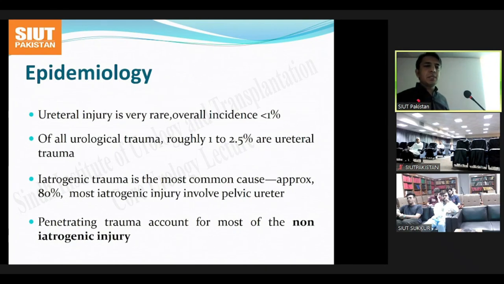Regarding the epidemiology, ureteral injury is very rare. Overall incidence is less than 1%. But of all urological trauma, roughly 1 to 2.5% is ureteral trauma. Iatrogenic trauma is the commonest cause, approximately 80%, and most commonly involves the pelvic ureter. Among surgeries, the commonest is hysterectomy, at around 54%, followed by colorectal surgeries. Penetrating trauma accounts for most of the non-iatrogenic injuries.